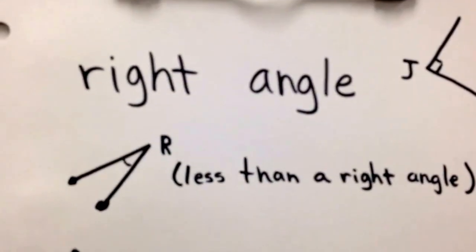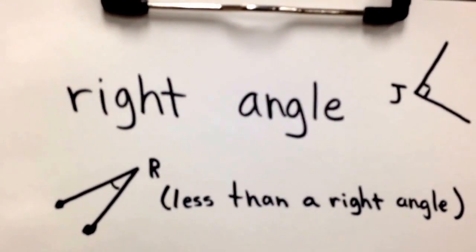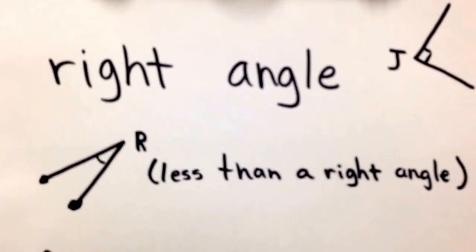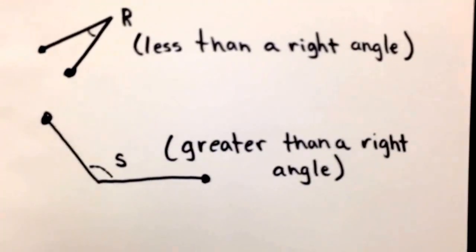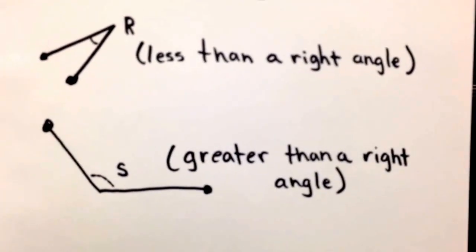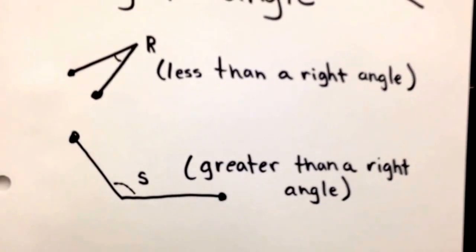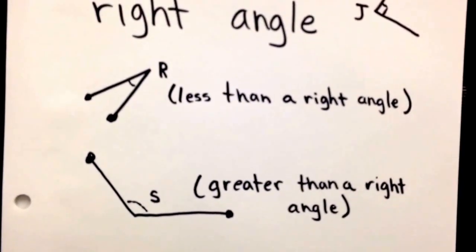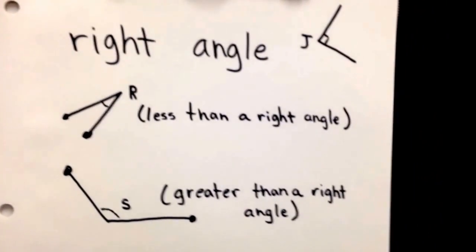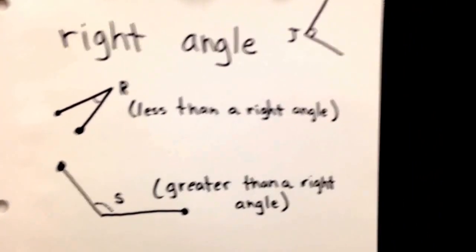I've also drawn an angle that is less than a right angle. Angle R is an acute angle, which means smaller. And angle S is greater than a right angle. That would be obtuse. And when it's opened up really wide, then we know our angle is greater than a right angle. I hope you've enjoyed learning these terms for our beginning study of angles.